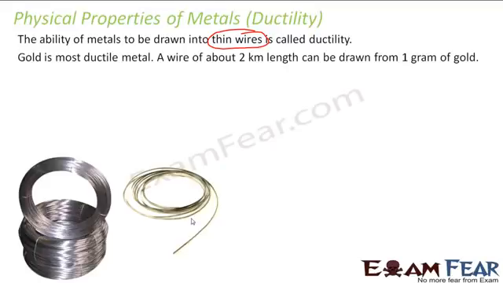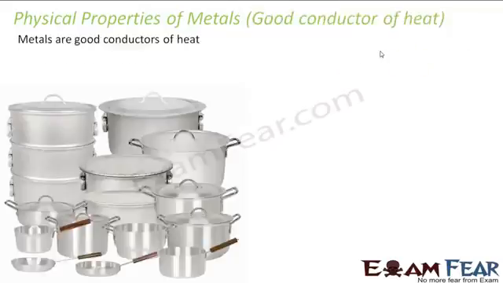Gold is the most ductile metal, and you know that you can make 2 kilometers length of wire from 1 gram of gold. 1 gram of gold is such a small amount. Even from that, you can make 2 kilometers length. It's such a ductile element, but still we don't generally use it to create wires because it's very costly. So we use copper, right?